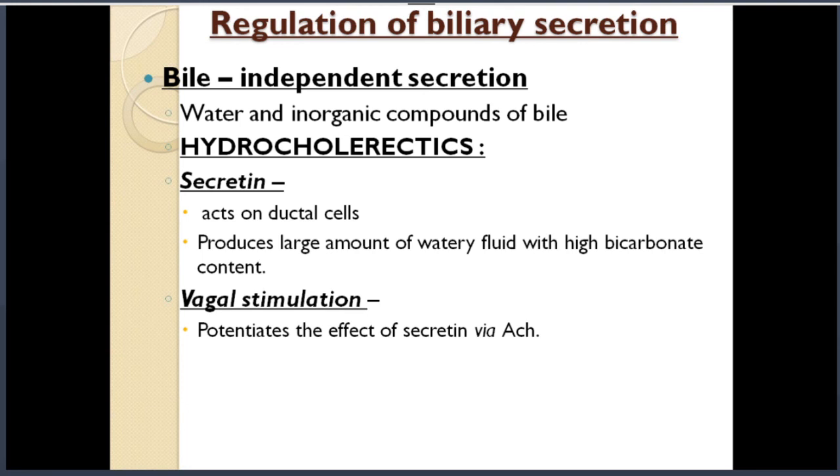So secretin and vagal stimulation, when they act as hydrocholeretics, act on the ductal cells. Secretin acts on the ductal cells of the hepatic ducts and secretes more and more water and bicarbonate into the bile secretion. So it is the reason for the secretion of more water in the bile. Vagal stimulation, on the other hand, acts through acetylcholine and potentiates the effect of secretin.